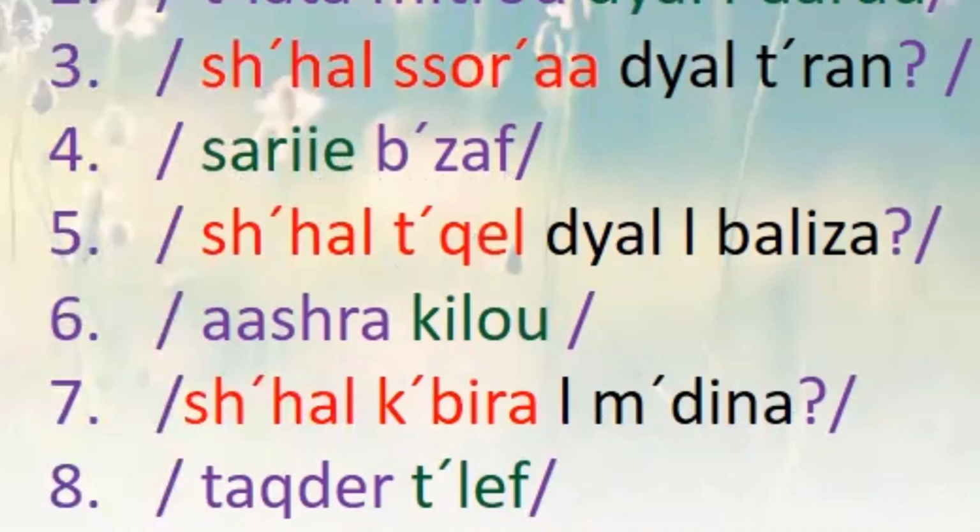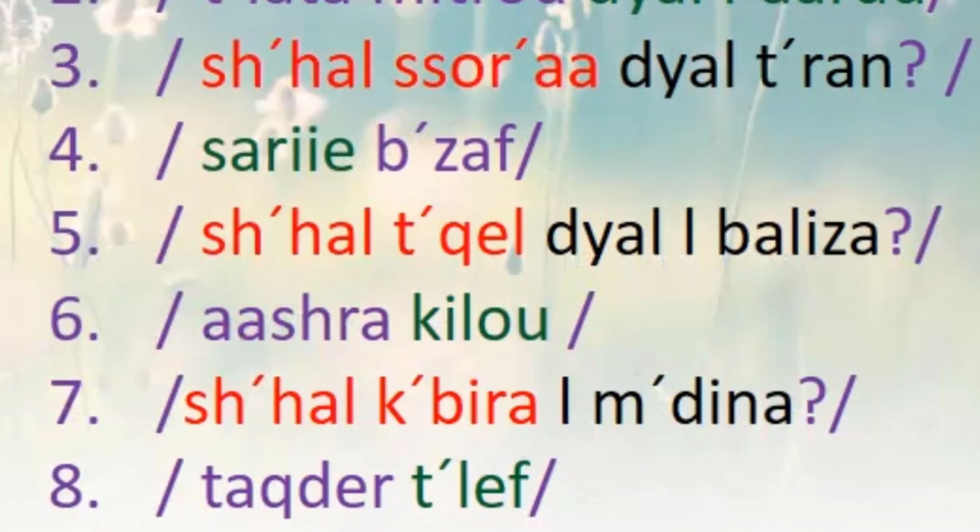Next, number 5. How heavy is the suitcase? شحال تقل ديال الباليزة. How heavy is شحال تقل. ديال الباليزة is of the suitcase. So الباليزة is the suitcase. 10 kilograms, 10 كيلو. 2 kilograms, 2 كيلو. 3 kilograms, 3 كيلو, for example. So 10 كيلو is 10 kilograms.